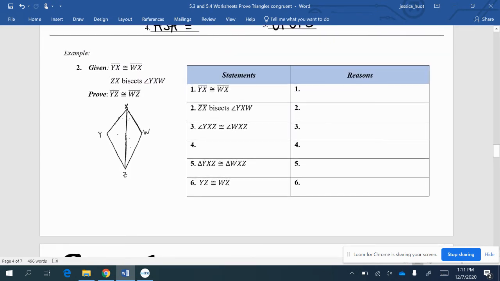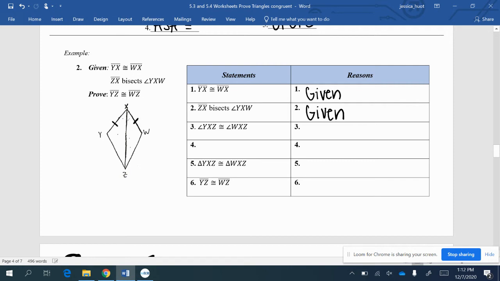So down here, we are given that segment YX is congruent to segment WX. So YX is congruent to WX. That is given to us. And we are also given that segment ZX bisects angle YXW. So if a segment bisects an angle, it cuts the angle exactly in half. So that was also given to us.